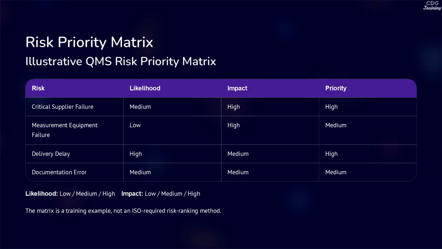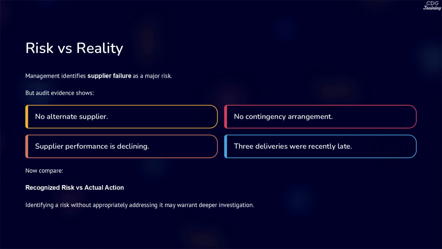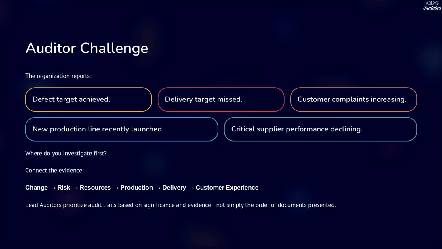A risk priority matrix helps identify which risks need immediate attention based on their likelihood and impact. Recognizing a risk is not enough. Actions must be taken. Compare identified risks with actual actions to ensure they are addressed. Auditors should connect changes, risks, and outcomes to prioritize audit trails based on significance and evidence, not just documents.